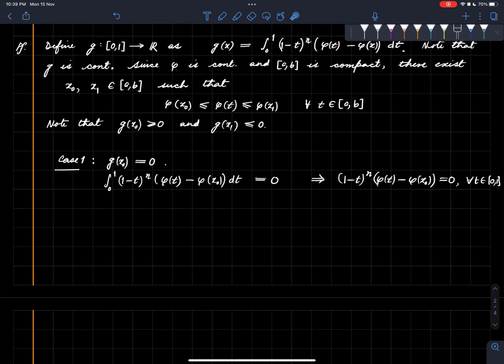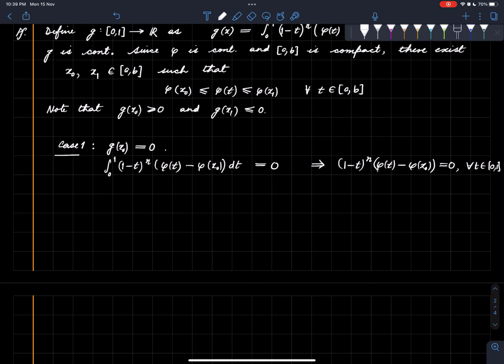So what does this mean? This means that phi is actually a constant function, because this implies that phi is equal to phi(x0) everywhere.